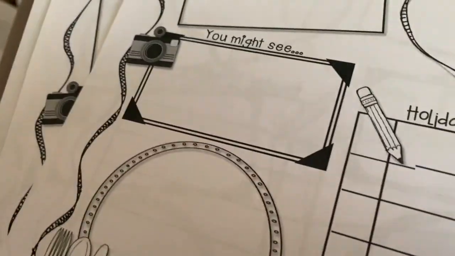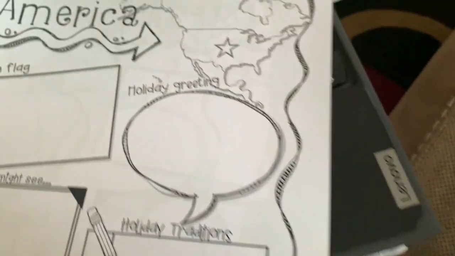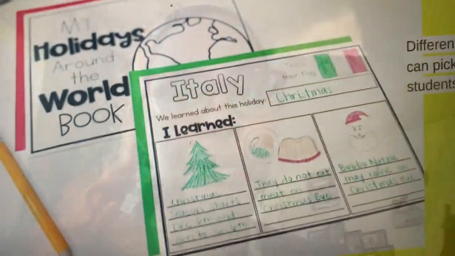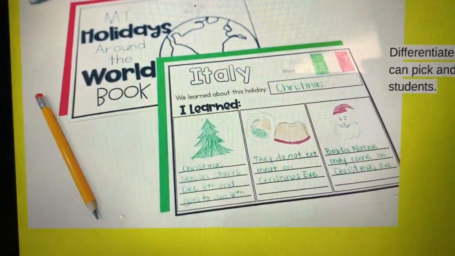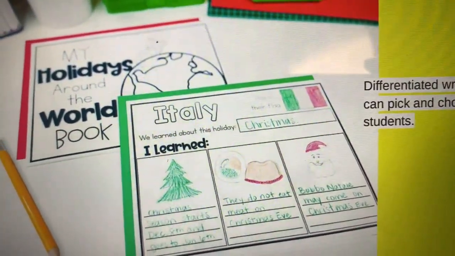You can draw a picture of something that you might see, what foods they eat, what their holiday traditions and holiday greetings are. And it also gives you a map up here of where they are located. So that's really great. Some different writing pages are included in different Teachers Pay Teachers activities that are free, and you can choose what's going to work best for you. Some people have pages like this where they're learning about the holiday and writing things that they learned, and then coloring in the flag like I stated before.